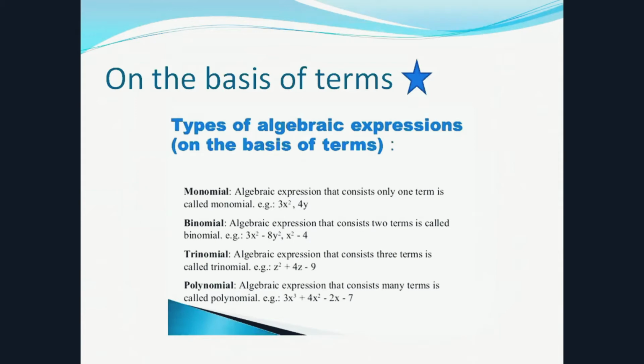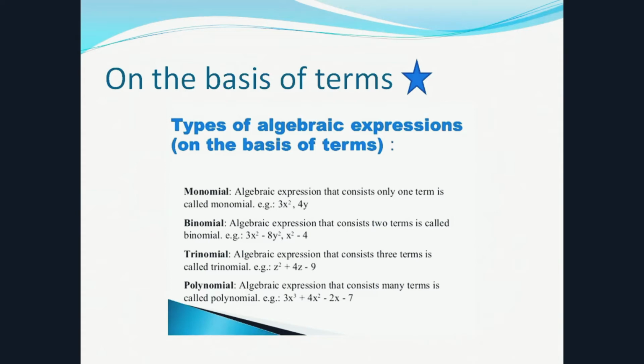Now we will look at the kinds of polynomials on the basis of their terms. An algebraic expression that consists of only one term is called a monomial. For example, 3x to the power 2, 4y, etc. An algebraic expression that consists of only two terms is called a binomial. For example, 3x to the power 2 minus 8y to the power 2 and x to the power 2 minus 4, etc.